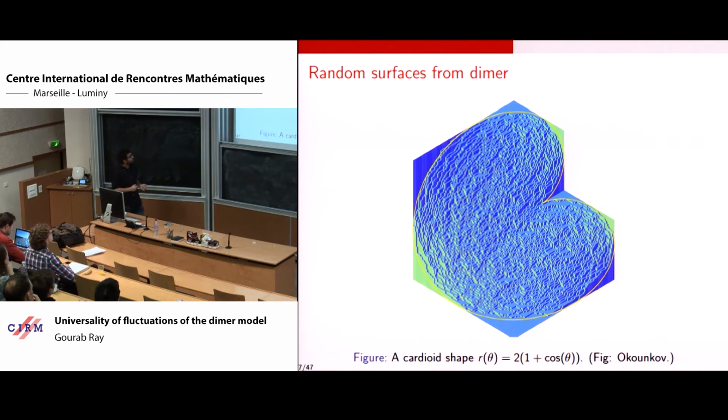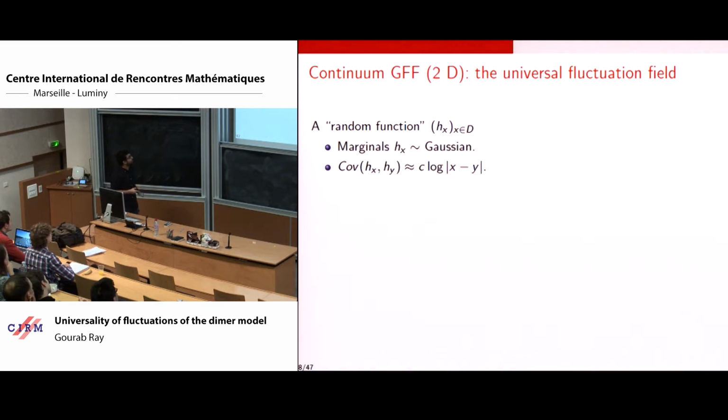Okay, so here's another picture. All these things were studied by Kenyon, Okounkov, and Sheffield. Here you can see a different sort of boundary curve, inside which you have the liquid region. Okay, so what's this universal function?